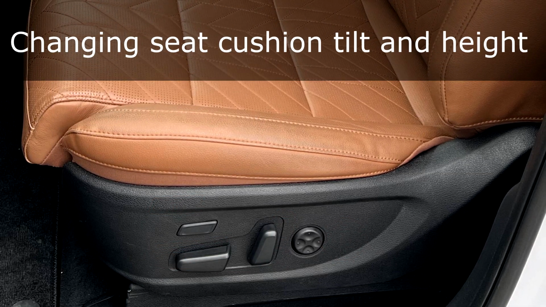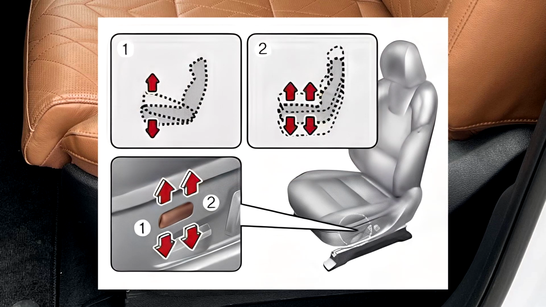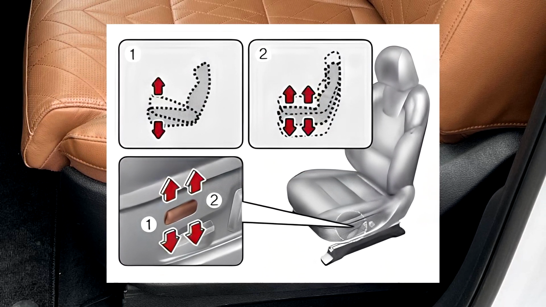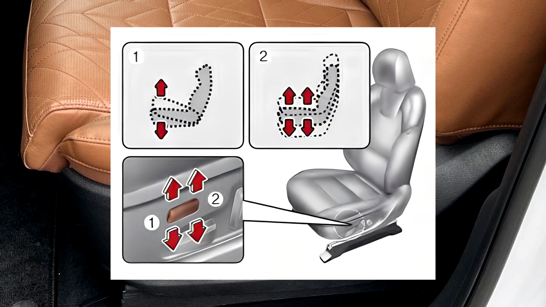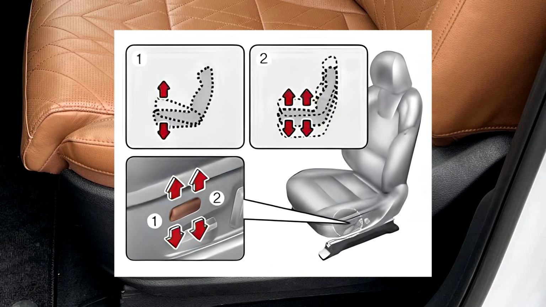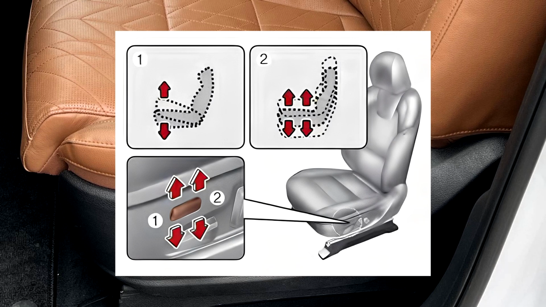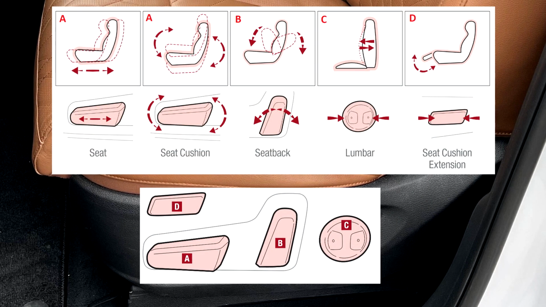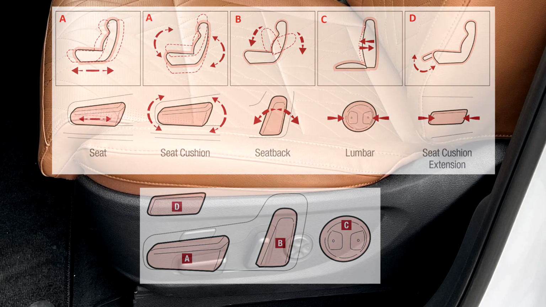Changing seat cushion tilt and height. To adjust the front of the seat cushion, pull the front part, 1, of the control switch upward to raise it, or press downward to lower it. To adjust the rear of the seat cushion, pull the rear part, 2, of the control switch upward to raise it, or press downward to lower it. Release the switch when the seat is positioned as desired.